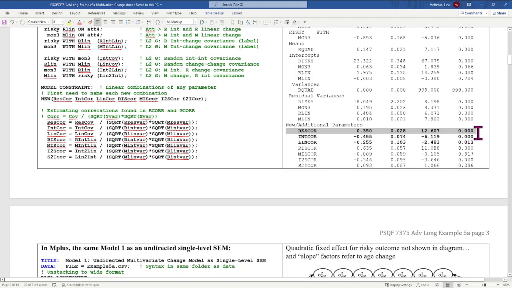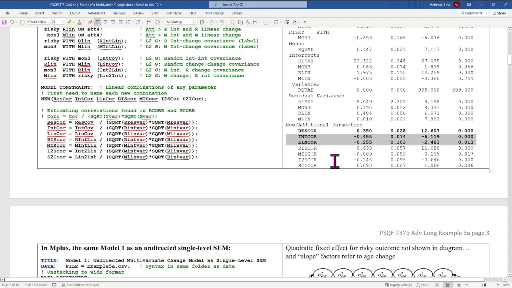And so the residual correlation at level 1 is positive, meaning that if you are engaging in more risky behavior than your trajectory predicts at a particular occasion, you are likely being monitored more than your trajectory would predict at the same occasion. So those had a positive relationship among the residuals when within persons at level 1.